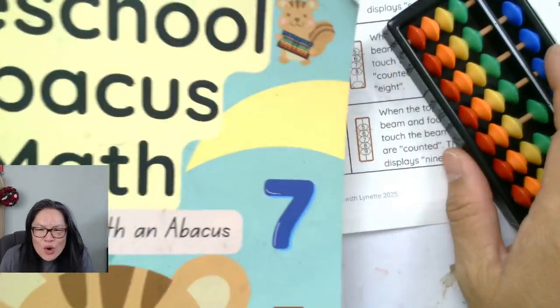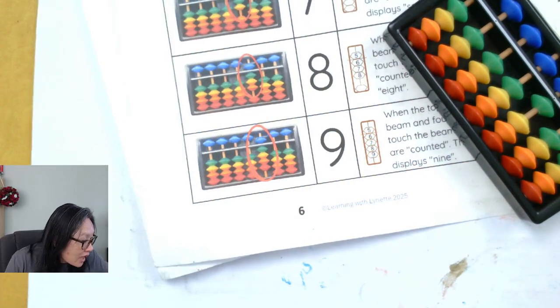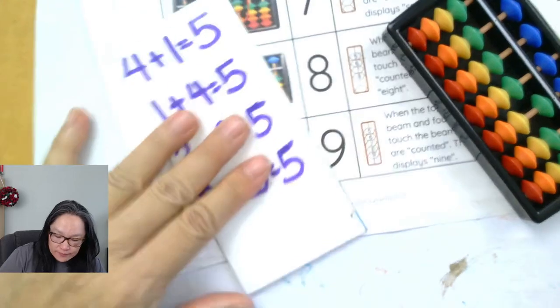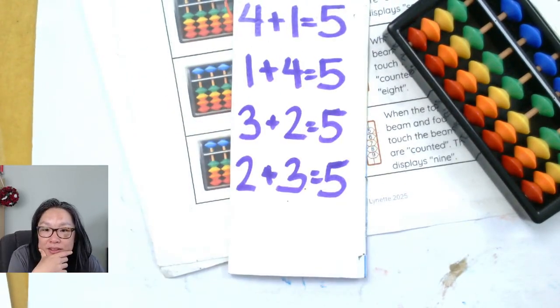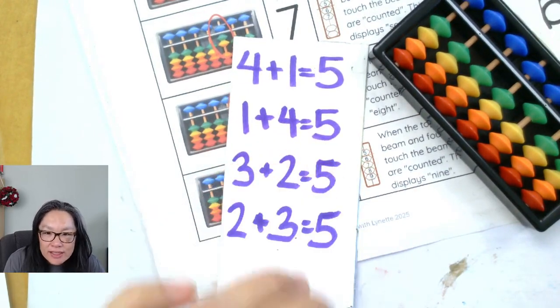We're done with adding. No, we're not done with adding. You know why? Because what happens when there's not enough beads? Well, what happens is we teach the children how to make a 5. Tell me, it's a very interesting question. Why are we teaching the kids how to make a 5?